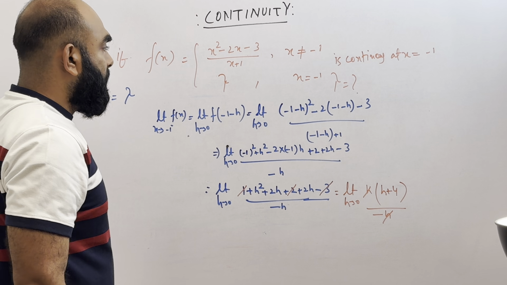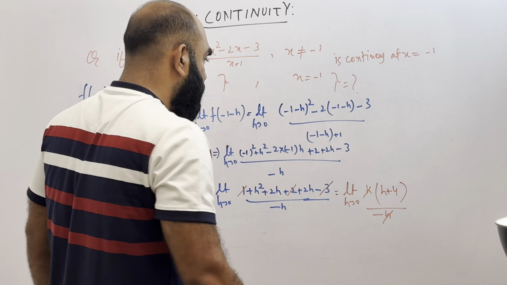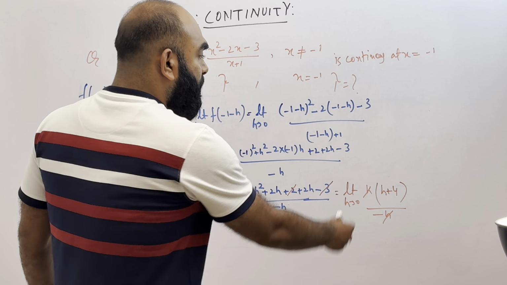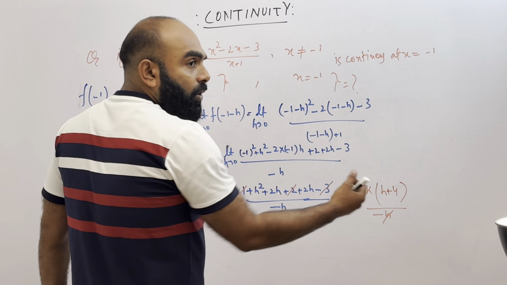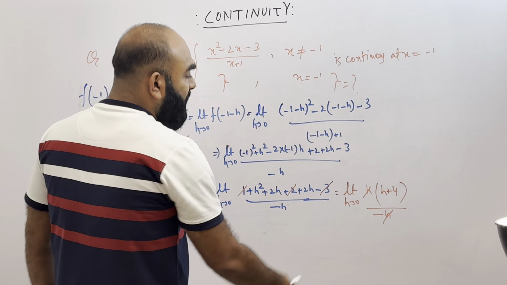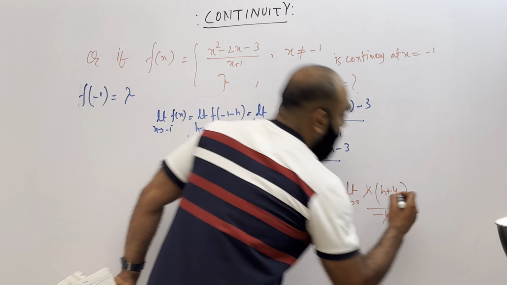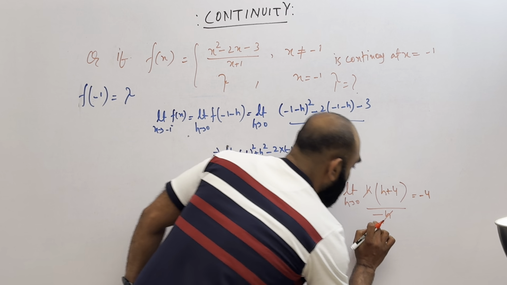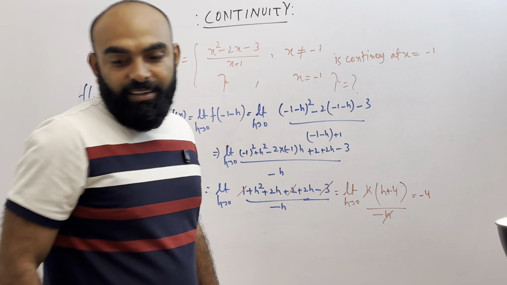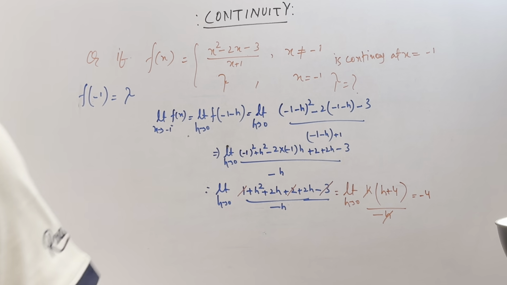Correct, na? Correct, sir. Now, h plus 4 is there. Now, simply there is not a single term of h in the denominator. So, simply I can keep the value. So, we have minus h is tending to 0 and minus is outside. So, we have minus 4. Arey bhaiya, this minus will come above, na? Minus 4. Write it down.